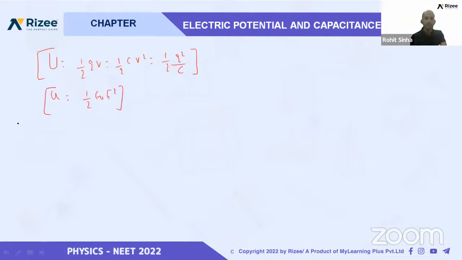If we fill the capacitor with dielectric K, then U will be equal to half K times epsilon naught E square. Similarly, what we have done earlier also. We have to replace the epsilon naught by K epsilon naught if the dielectric is filled completely.